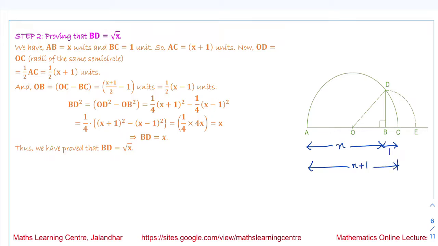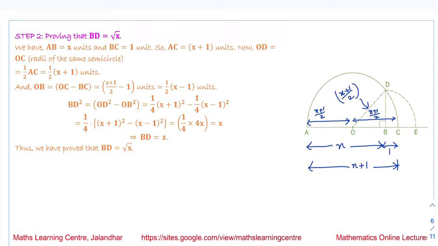Now OD we are talking about, that is equal to OC, that is the radius of this circle, and this is half of AC. So this distance is X plus 1 by 2. This distance is X plus 1 by 2, and this OD is also X plus 1 by 2. These three distances are X plus 1 by 2.